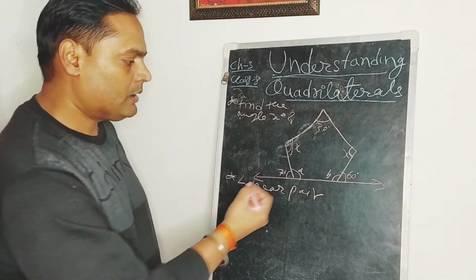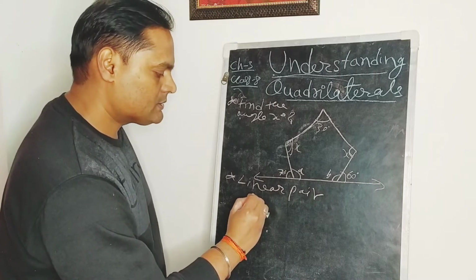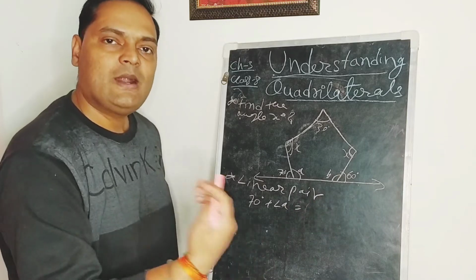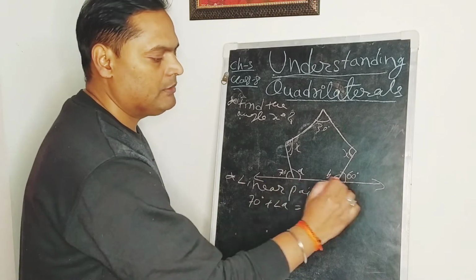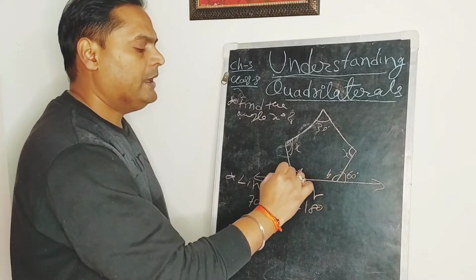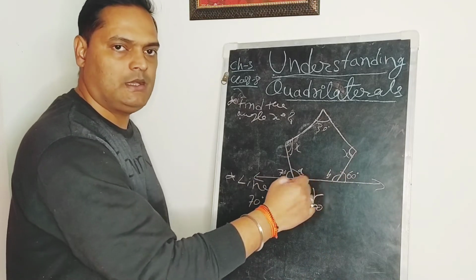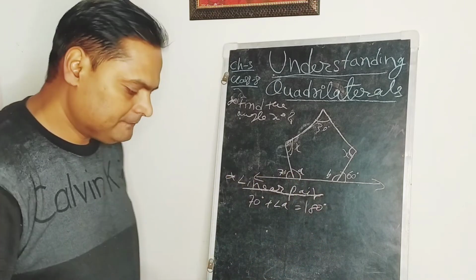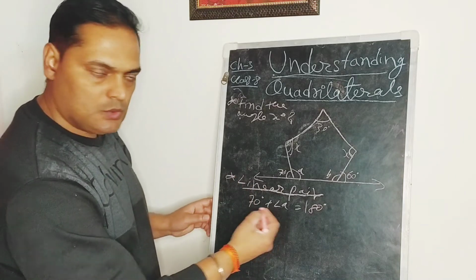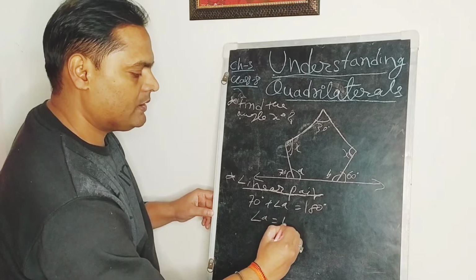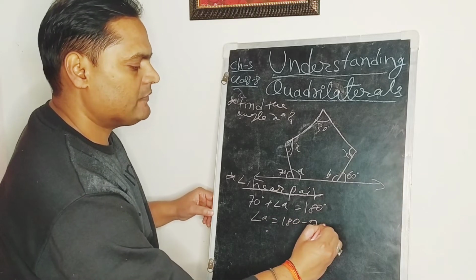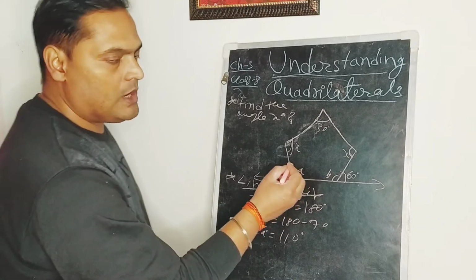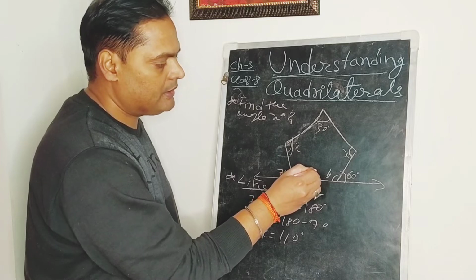According to the linear pair, this angle and this angle, 70 plus angle A, equals how much? 180 degrees, because this is a straight angle. We can consider this a straight line, and the angles formed on a straight line sum to 180 degrees according to the linear pair. Through this I am able to find angle A. This is 180 minus 70, so angle A equals 110 degrees. So I got this one, 110 degrees.